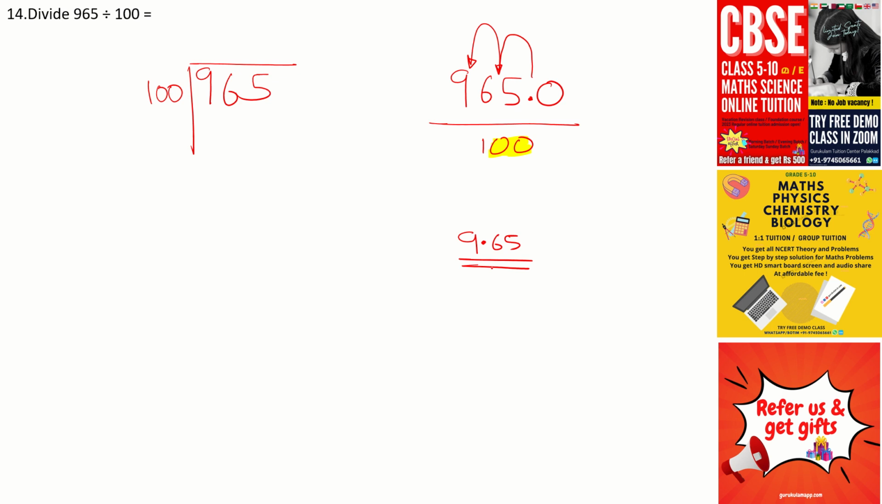Okay, right? Suppose if the question was like this: 965 divided by 1000. Again, you do what? Put a decimal point here, 0 here. How many zeros are here? 3 zeros. So 1, 2, 3 here. So your final answer is going to be how much? It's going to be 0.965. Yeah.